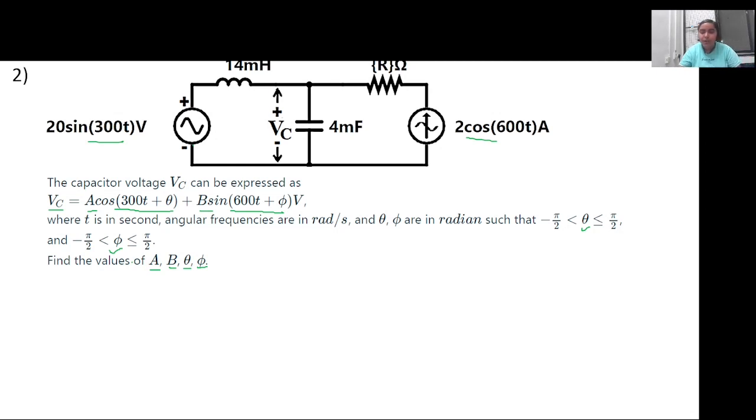So how are we going to solve this? Any suggestion? I just thought of superposition theorem, but I am not sure. Yes, that's a very good idea, because since you have two sources and the circuit is pretty simple, you can figure out the voltage using superposition theorem and then compare the final voltage with the equation that is given.